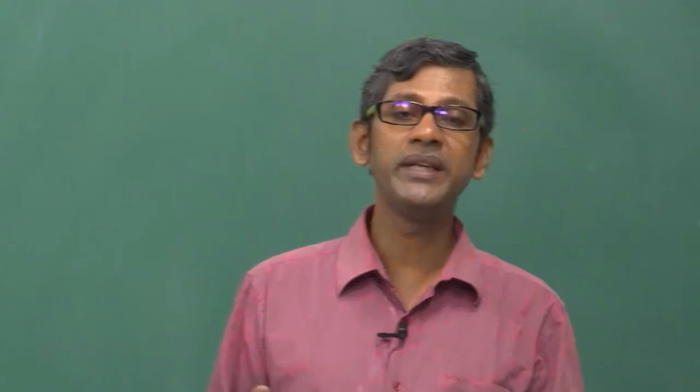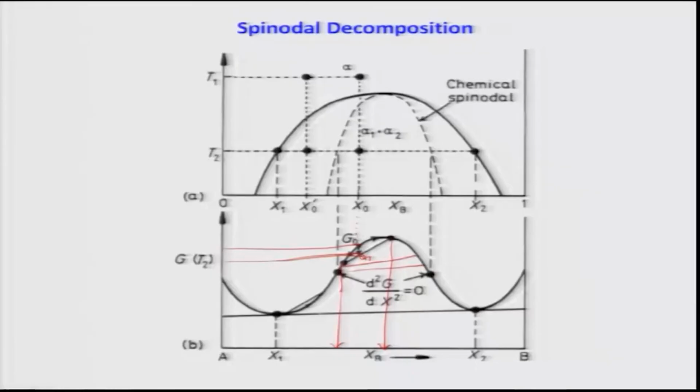So what is the meaning of that decomposition? The decomposition will happen in such a way that it will produce a phase which is rich in A, and produce another phase which is rich in B. That is what you see here: rich in A, rich in B, richer in A, richer in B, richer still in A, richer still in B. Slowly this will happen.